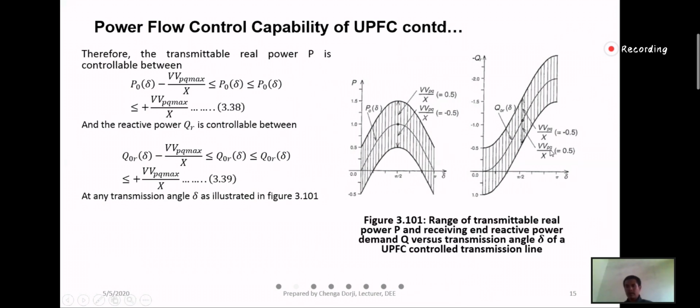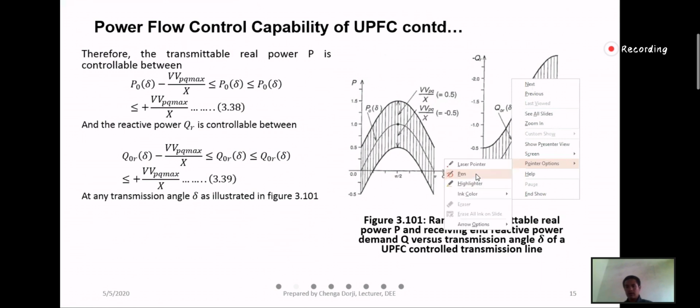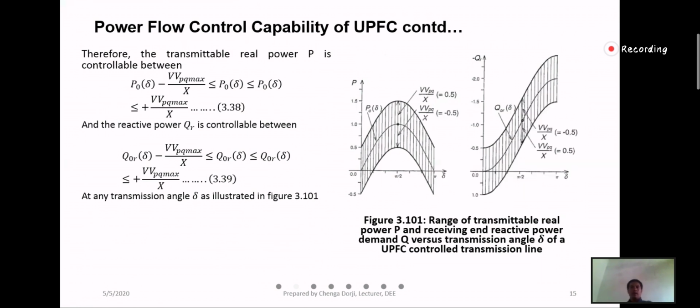So the power transfer is such that the UPFC can be used to control the power for both positive as well as negative region. And it can control both reactive as well as active power. So this is the case here. This line indicates the uncompensated one, so normal before compensation.